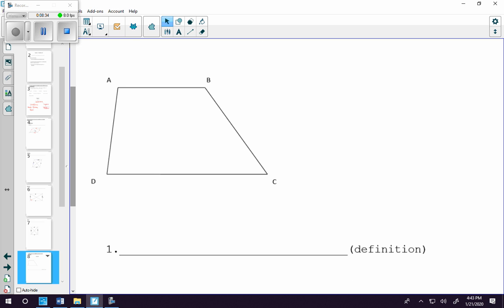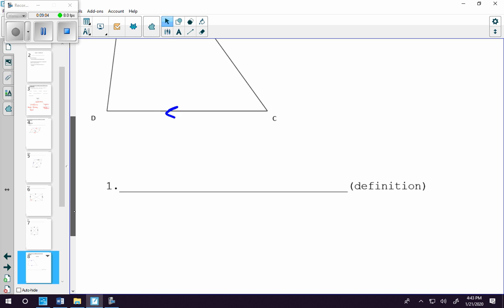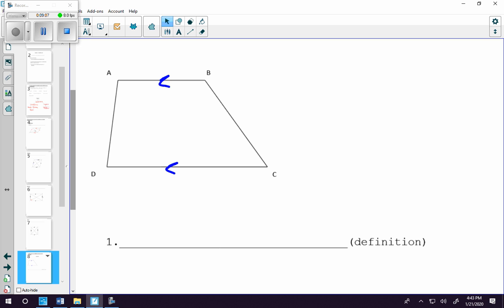Okay, a trapezoid by definition, if you want to write that in that blank, is a quadrilateral in which one pair of opposite sides are parallel. A quadrilateral in which one pair of opposite sides are parallel. In this case, I denoted segment AB and segment DC being the one pair of opposite sides parallel. Okay, that is the definition for trapezoid.